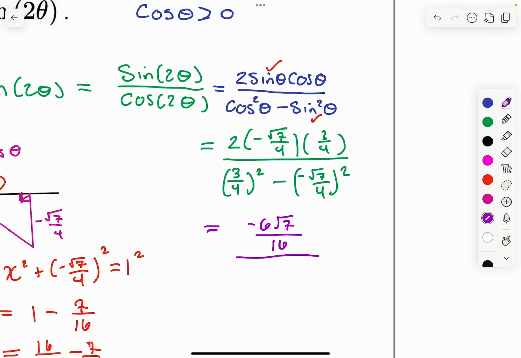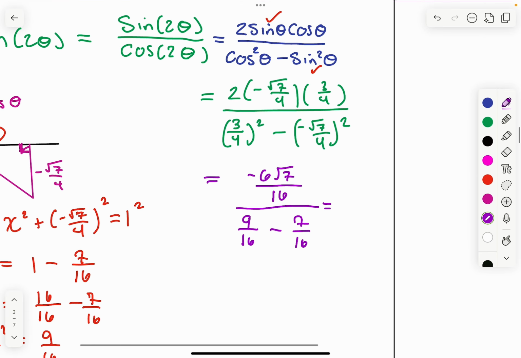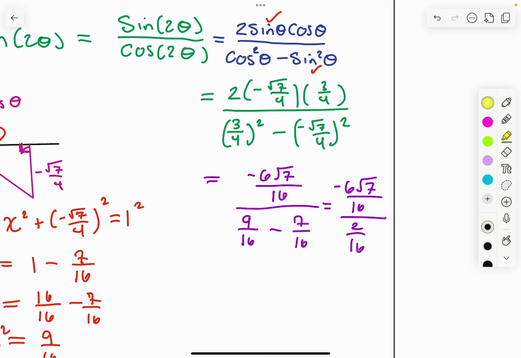And then the bottom becomes 9/16 minus 7/16. So that's 2/16. So I get negative 6 root 7 over 16 divided by 2/16. And that's going to be negative 6 root 7 over 2, which is negative 3 root 7. And that's our answer.